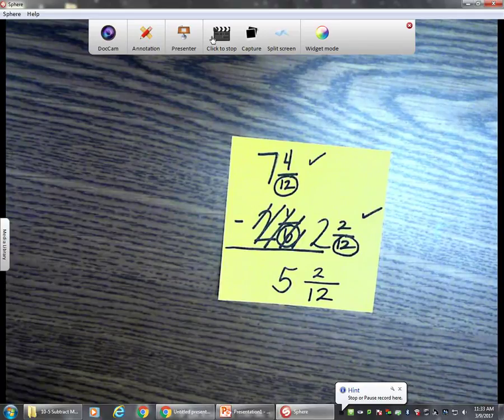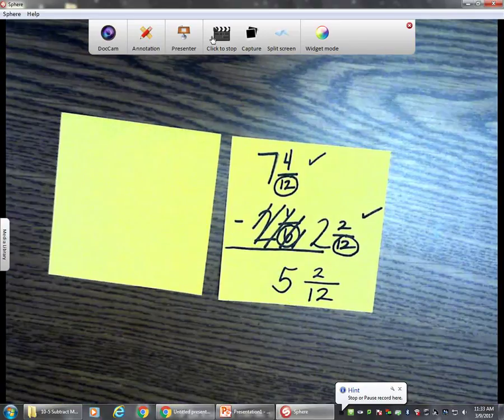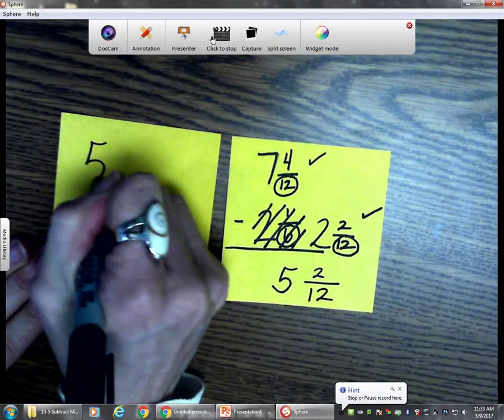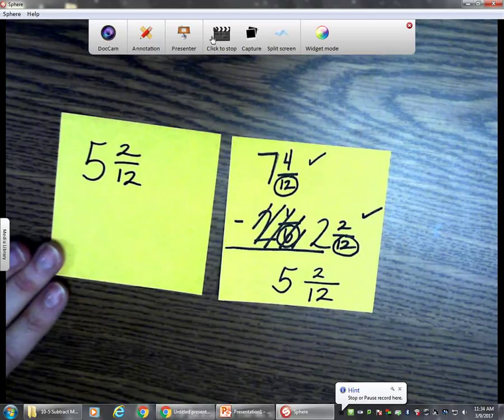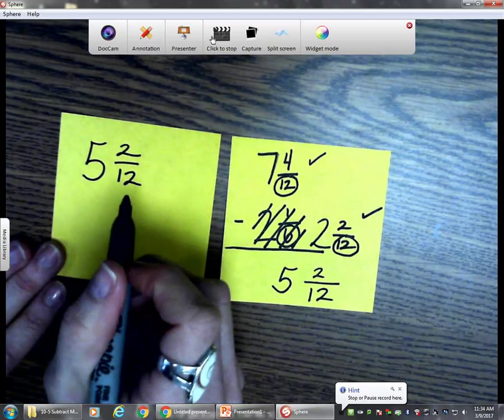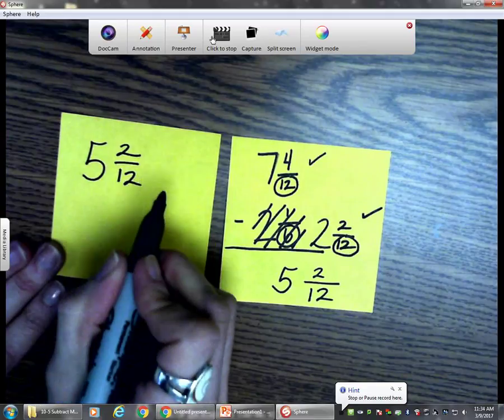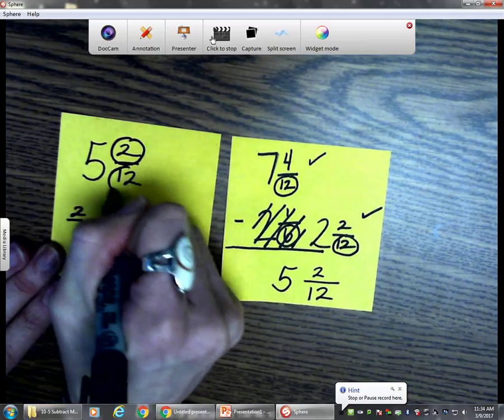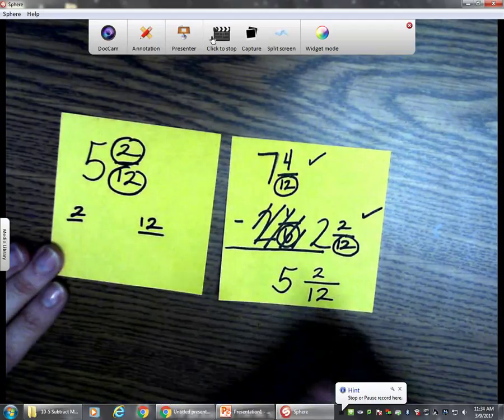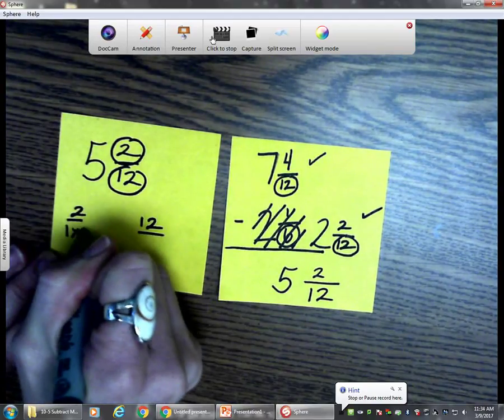Now, this still needs a little bit of work. No worries. I'm going to have to go ahead and simplify. So it's the right answer, it's just not in simplest form. It's not reduced. So I need simplest form. You find the factors. Factors of the 2 and factors of the 12. Always, always, always start with 1.